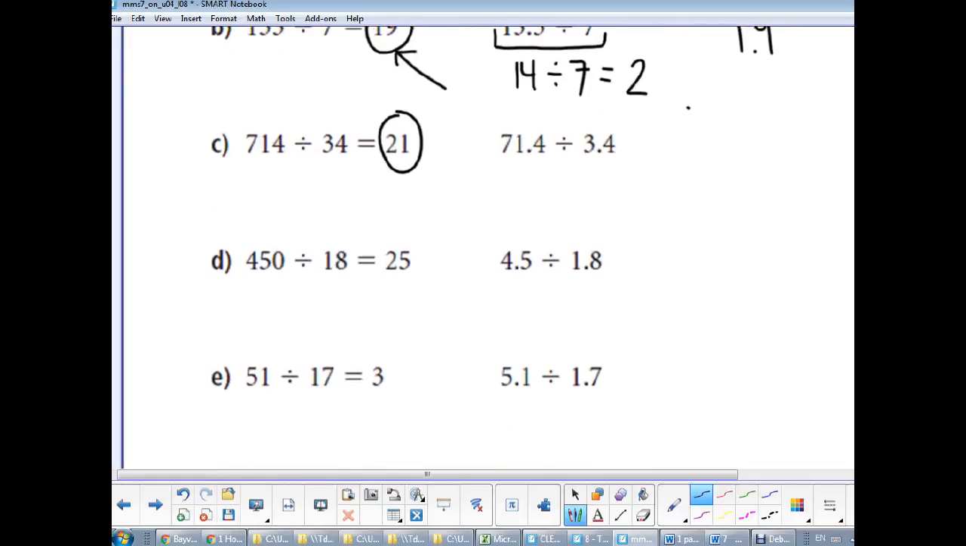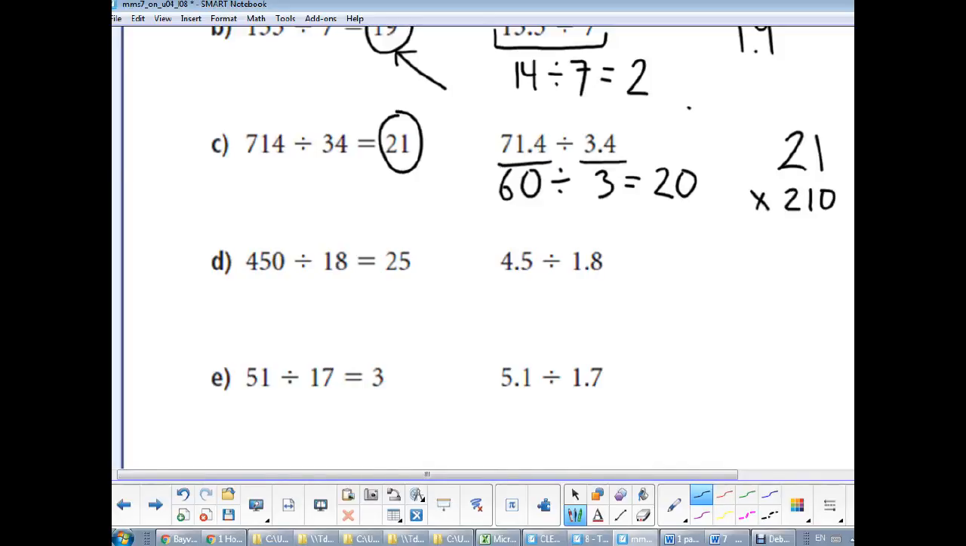C. So I'm looking at a number 3.4 and 70. So that's a little tricky. Let's see if 3 goes into 6. So I'll turn this into 3, and instead of it being 6, it'll be 60. So 60 divided by 3 is 20. So there we go. I know my answer will be 21 because 21 is close to 20. It wouldn't be 210. It also wouldn't be 2.1. Those are too small and too big.